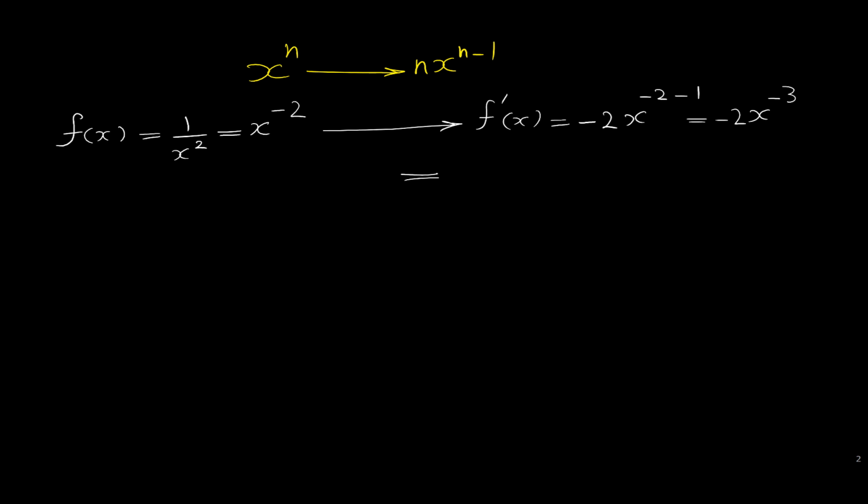But if you like, you can rewrite this answer in the fraction form again. X to the negative 3 is actually 1 over x to the 3. So negative 2 x to the negative 3 is negative 2 over x to the 3. We bring the expression x to the negative 3 in the denominator, and so the power negative becomes positive.